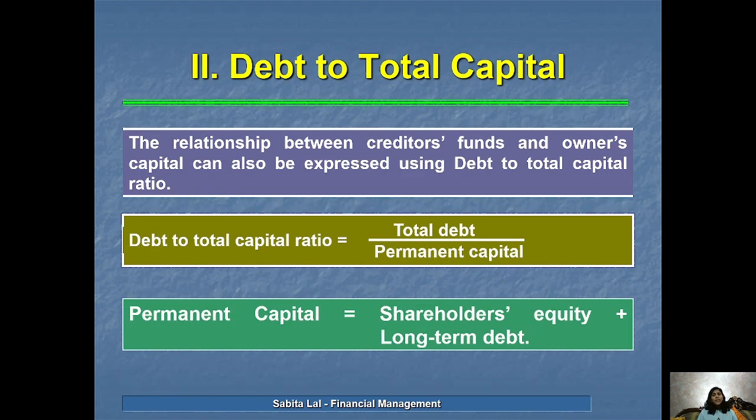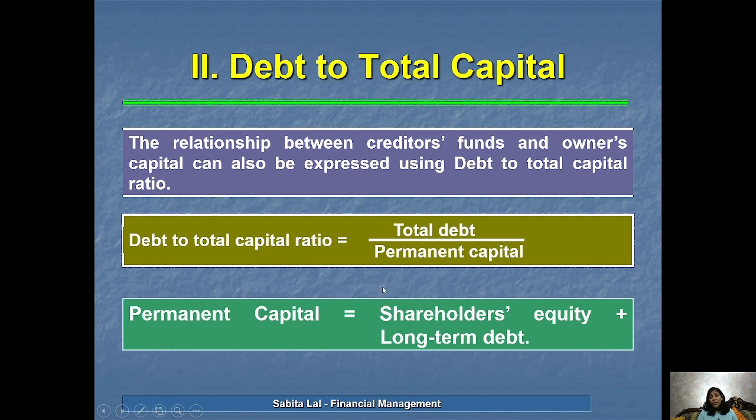Debt to total capital. The relationship between creditors' fund and owners' capital can also be expressed using the debt to total capital ratio. See, for any ratio it is very easy to find the formula. How? The starting part is always your numerator and your ending part is always your denominator. So here debt to total capital ratio means total debt divided by your capital.